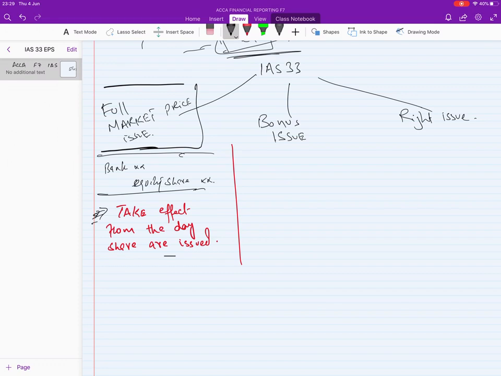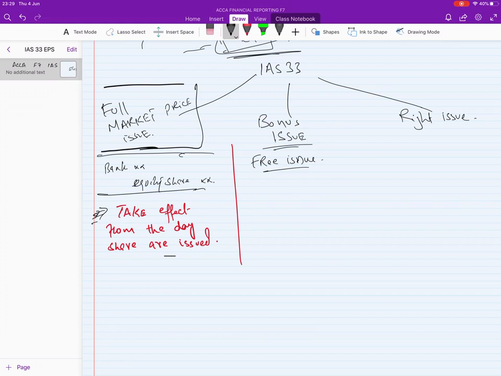Now let's discuss the bonus issue. Bonus issue means free issue. It means the company must be having a liquidity problem or a dividend problem, so instead of paying a dividend or paying off the loan, it is cheaper to issue equity shares, because, as we have already studied, debt is more expensive than equity shares.